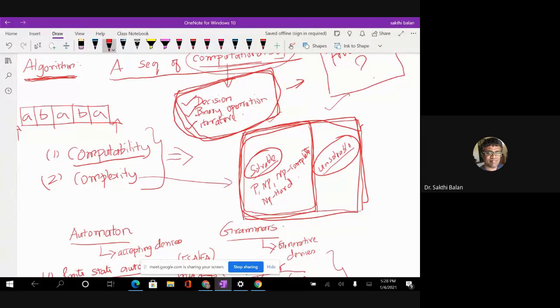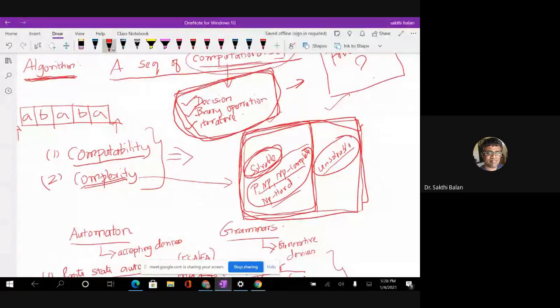The complexity part comes into the picture when we are looking at the solvable problems and how efficiently you can solve them. That is called complexity. According to complexity, we can define several classes of problems. One is called the P class, the other is called the NP class. There are some problems which are called NP-complete, and some which are called NP-hard problems.